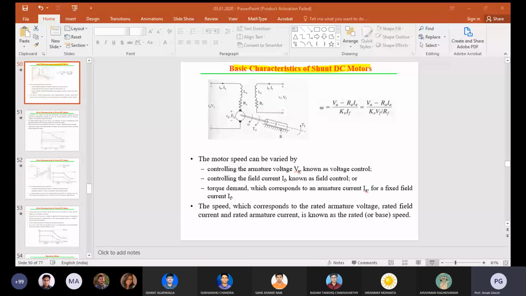Okay, so speed up, and gradually that armature voltage is varying. Okay, and torque is kept constant. So that's the constant torque region up to base speed.